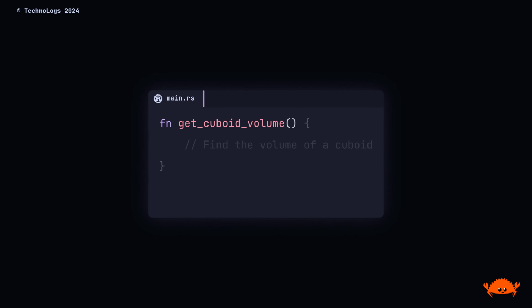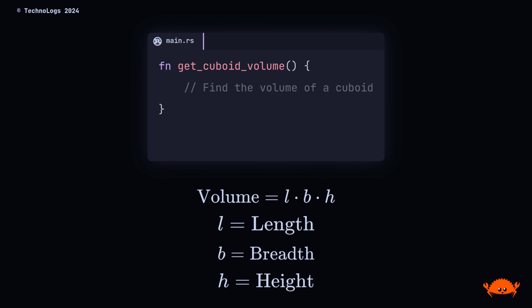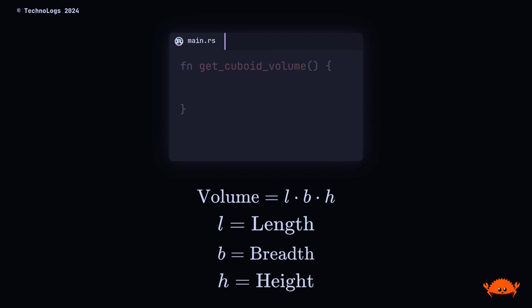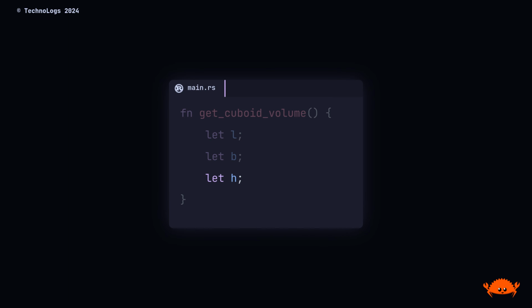Okay, now let's get back to writing our function. As you might have guessed, we need to find the volume of a cuboid. We know that the volume of a cuboid is calculated by multiplying the length, breadth and height of the cuboid together. Let's write this formula in Rust. First, we will create three variables, L, B and H, and set them to the length, breadth and height of the cuboid. I will set L to 128, B to 46 and H to 11.